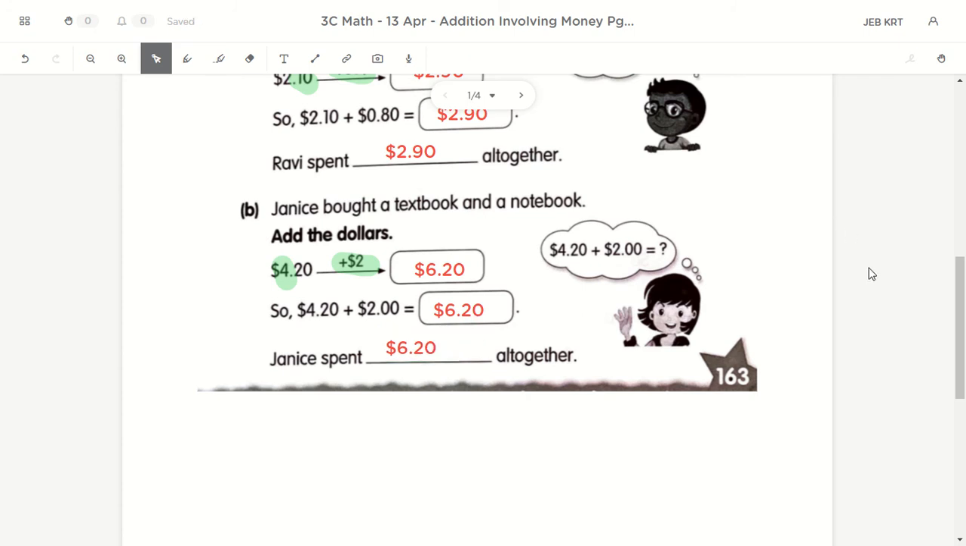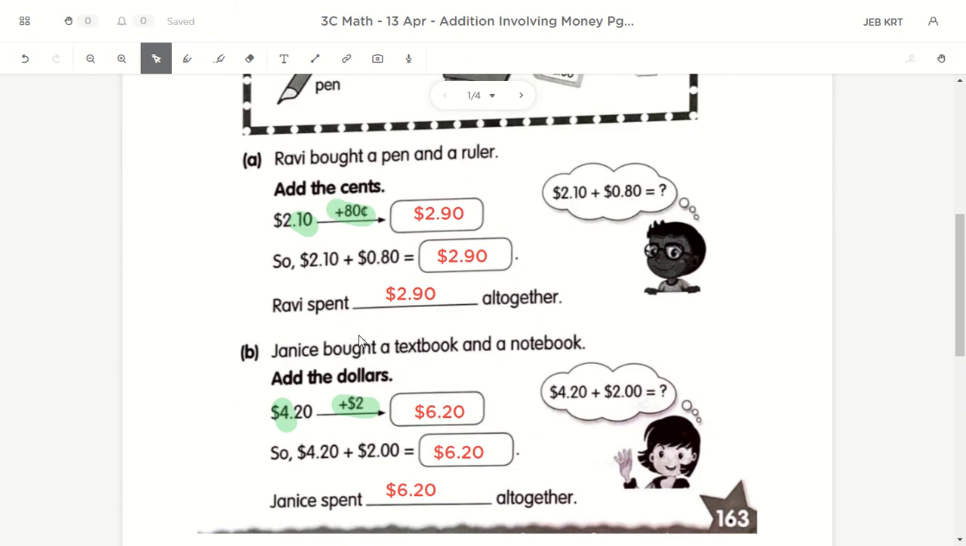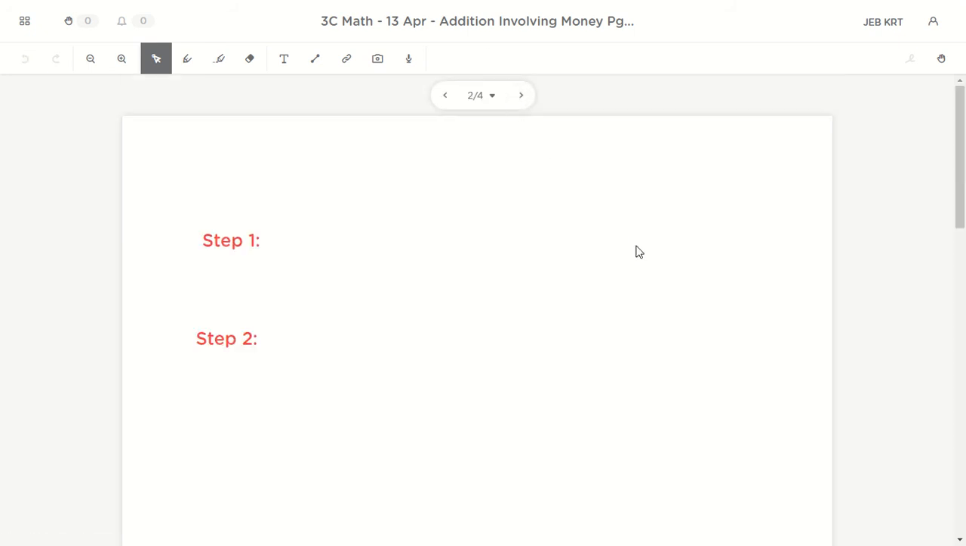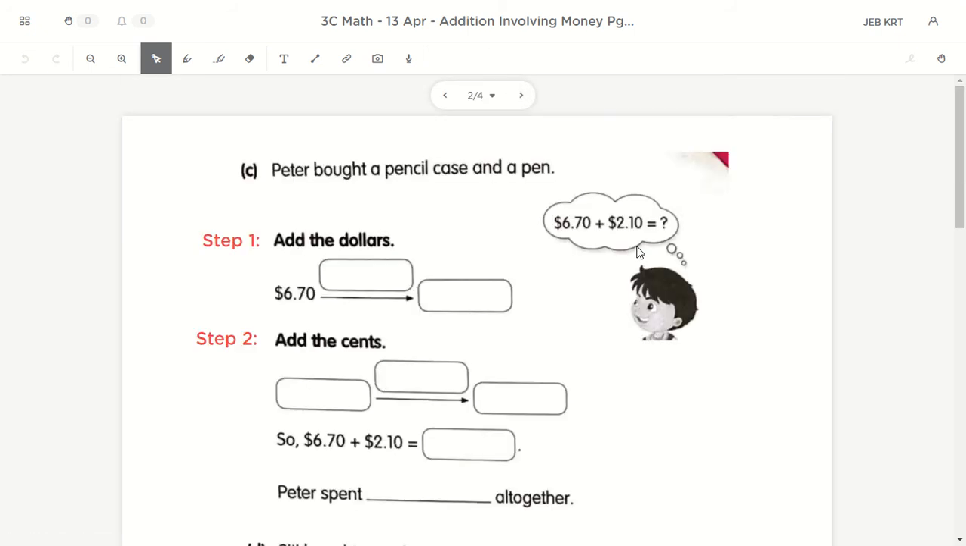Alright, okay, so page 163 is quite straightforward. Just add the cents to the cents, add the dollars to the dollars. The problem now is with page 164, which is where you have to add both the dollars part and the cents part. So I actually added two parts here. I've said it's step 1 and step 2. Maybe it wasn't clear at the start.